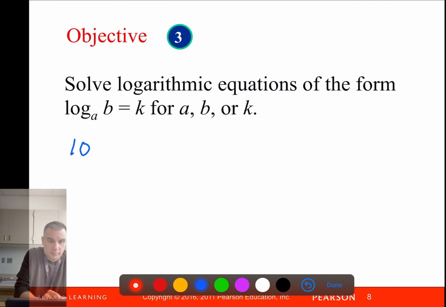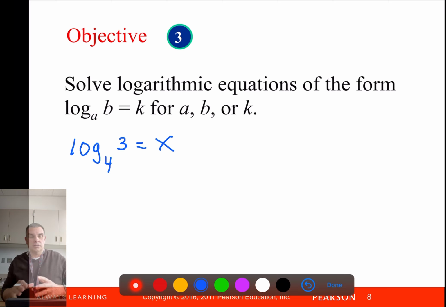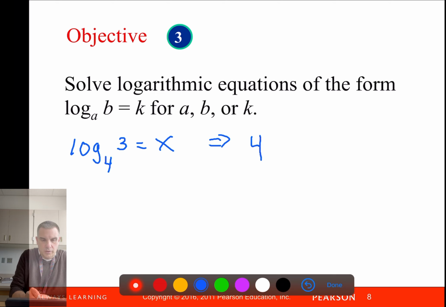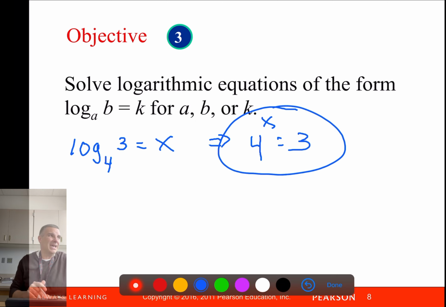Let's say that we now have it written as a log. So let's say we have log base 4 of 3 is equal to x. That's in logarithmic form. So now we want to take it from logarithmic form to exponential form. In exponential form, the base of our log is 4, so we're going to go 4. What was on the other side of the equal sign becomes our exponent: 4 to the x equals 3. That's our solution in exponential form. So that's taking something from logarithmic form to exponential form.